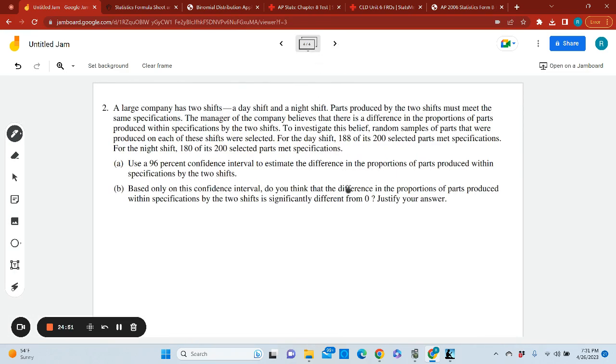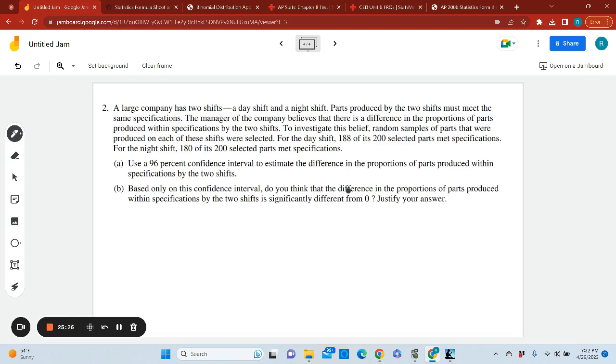All right. Let's wrap this thing up with a 2-prop Z interval. Okay. This one says a large company has two shifts, a day shift and a night shift. Parts produced by the two shifts must meet the same specifications. The manager of the company believes that there is a difference in the proportion of parts produced within specifications by the two shifts. To investigate this belief, random samples of parts that were produced on each of these shifts were selected.